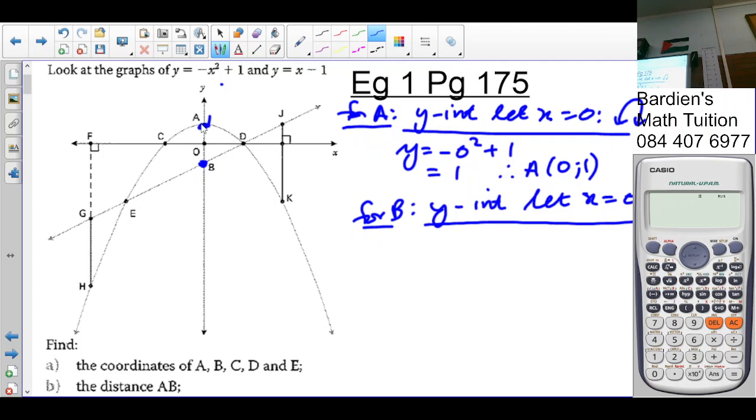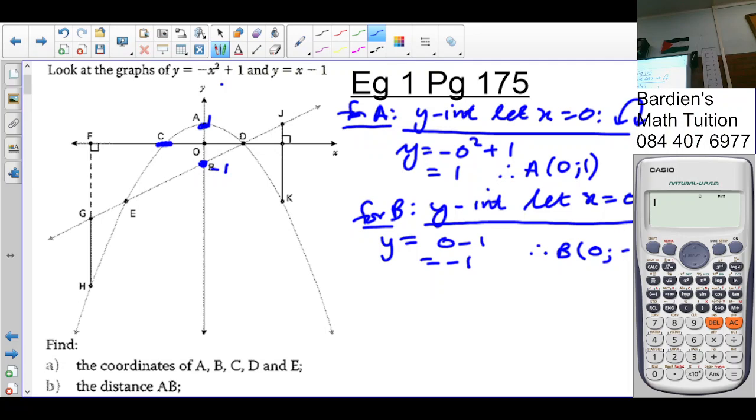Okay, so what do we have? Y equals 0 minus 1, which is negative 1. Therefore, P would be 0 and negative 1. Okay, you all agree with that? Let's look at C. Well, what is C?